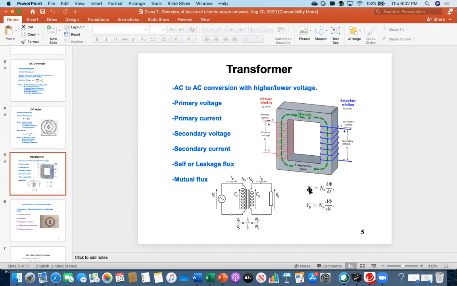And then similarly on the secondary coil, you see Vp equal to Np d phi by dt. Here is the d phi by dt, here is the d phi by dt. This means the flux is the same because this is the same magnetic core material. So the flux amount is the same, but the secondary voltage is related to the number of secondary turns.